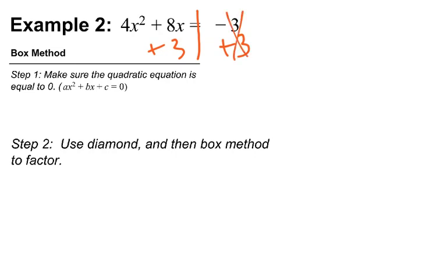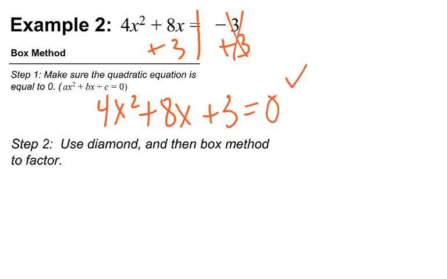And on the left side, again, be very careful of how you write this. We're going to write the 4x squared first, the 8x second, and the plus 3 third. And then it equals 0. That's what we like to see.